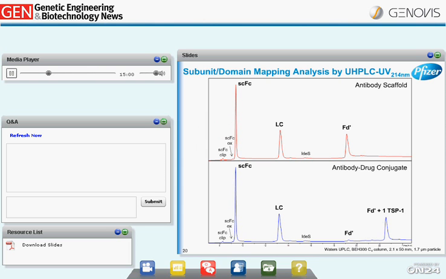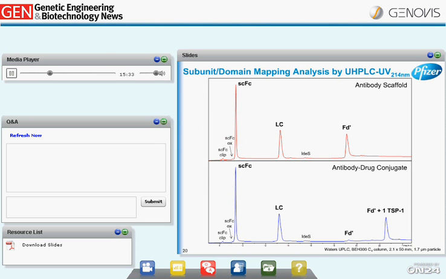Using the subunit domain mapping analysis approach, we're able to deduce the integrity of the conjugate all the way down to the FD prime. Looking at the single chain FC, you can see that we have minor modifications that include oxidation and some clipping that's observed, but notice there's no conjugation occurring in the single chain FC. Same thing for the light chain. The light chain integrity has been confirmed. And then moving to the FD component, which is the upper part of the heavy chain, you can see that you have the conjugation reaction occurring there.